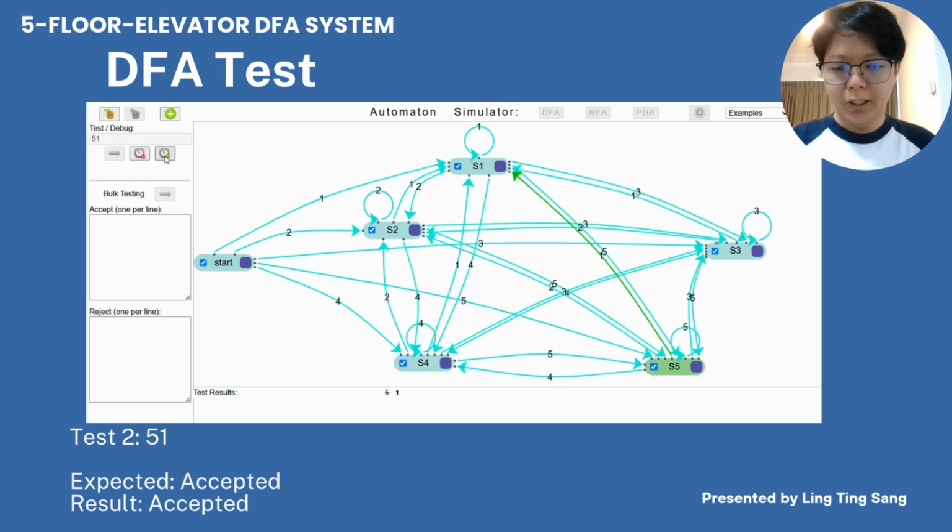Similarly, we carry out another test, which is the string 51. Then we proceed to move to the 5th floor and then to the 1st floor. The expected result is the same: it should be accepted, and the actual result shows it is accepted.